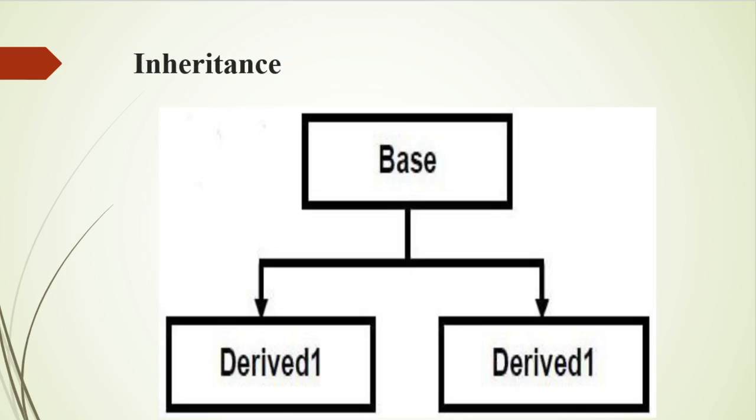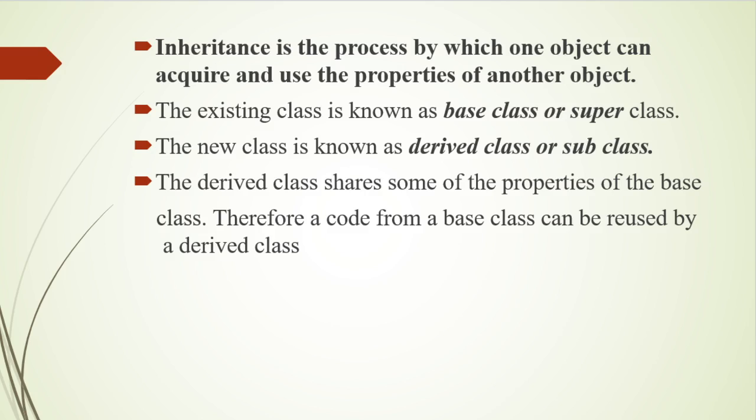Inheritance is a mechanism in which one object acquires all the properties and behavior of a parent object. It is an important part of OOPS. The idea behind inheritance is that you can create new classes that are built upon existing classes. Inheritance is the process by which one object can acquire and use the properties of another object.